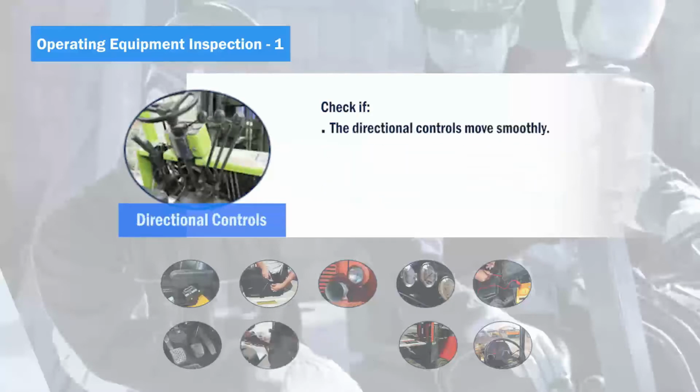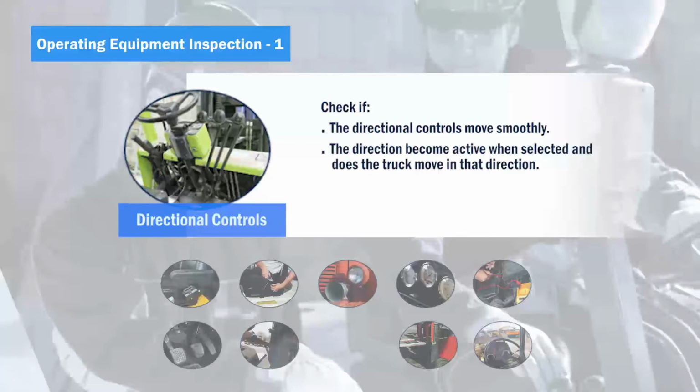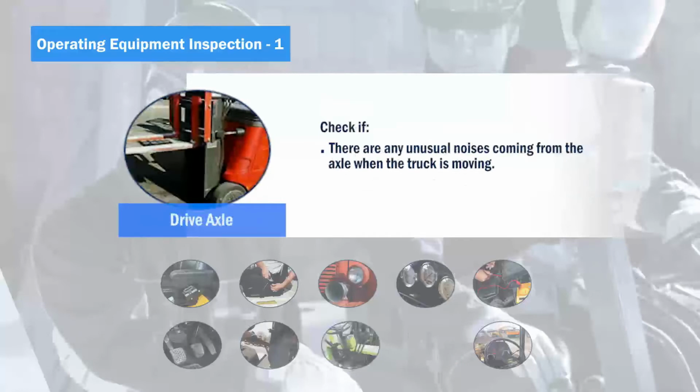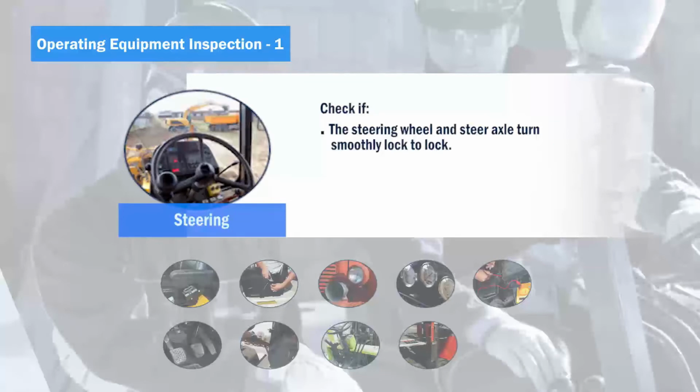Directional controls. Check if the directional controls move smoothly. Check if the direction becomes active when selected, and if the truck moves in that direction. Check if the control returns to its centered position properly. Drive axle. Check if there are any unusual noises coming from the axle when the truck is moving. Steering. Check if the steering wheel and steer axle turn smoothly, lock to lock. Check for steering bind. Check if there are any unusual noises while steering.